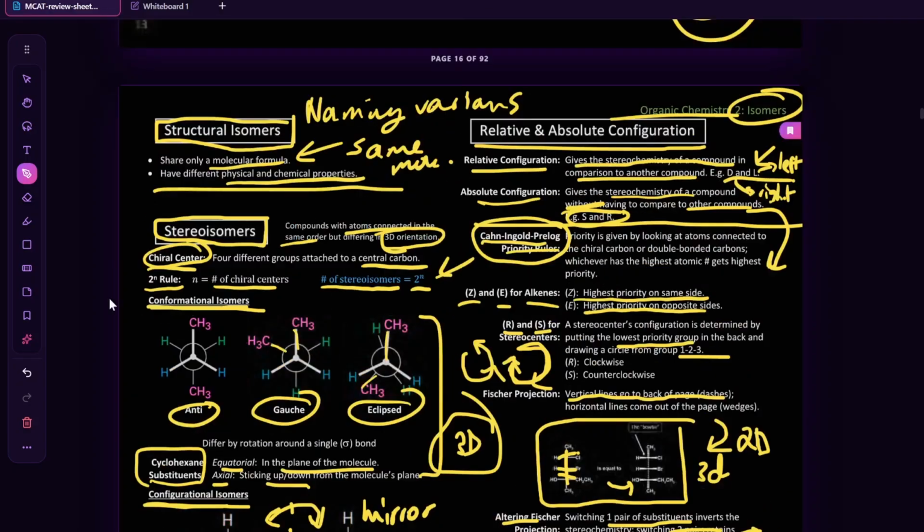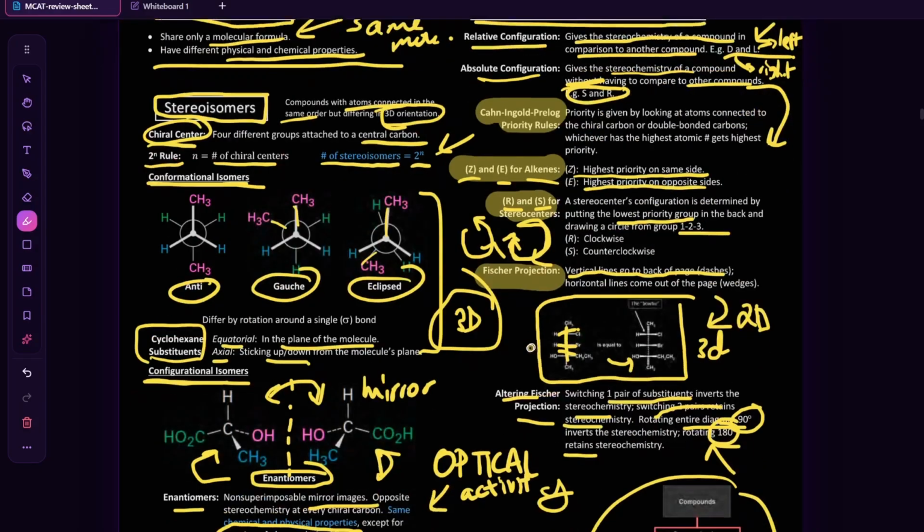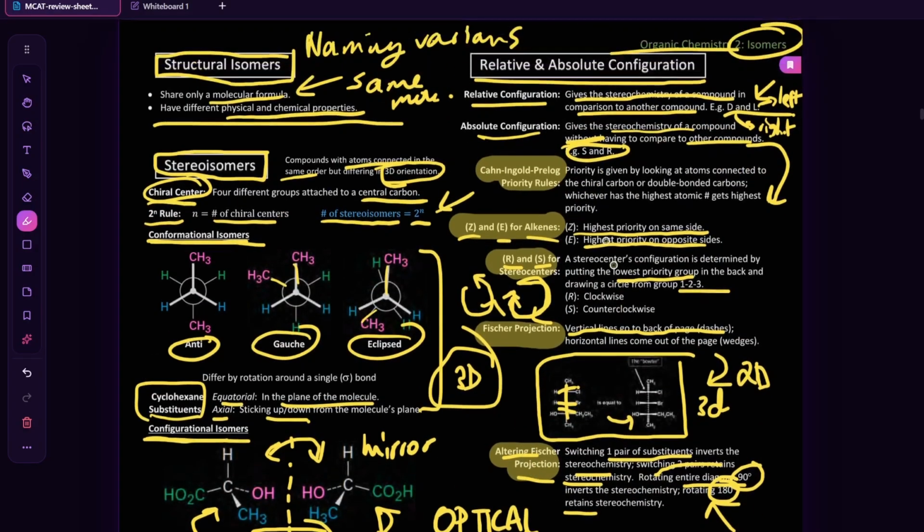Again, I showed before how to find practice questions, but I'm going to reiterate because they are important. You're going to go into Google and type in what you're learning, like CIP priority rules. You could also do it straight off the website you're finding the questions on, and then type in practice questions and look for them. And same for this, and same for Fischer projection, and same for altering Fischer projection.